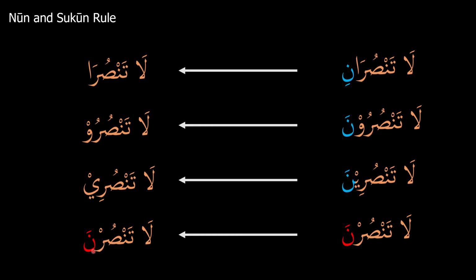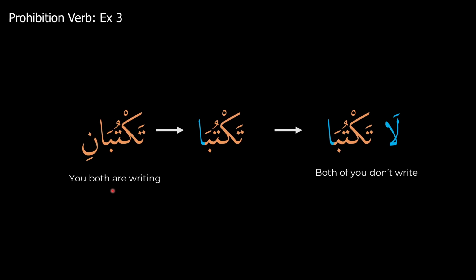Now let's take a look at a few examples. Here we have taktubani, which means you both are writing, and this is in the second person present tense dual form. And now since we have a noon ending, when we put a sukun on it, the noon is going to be dropped, so it becomes taktuba, and then all we have to do is add the la of negation to the front. So this becomes la taktuba, so this means both of you don't write.